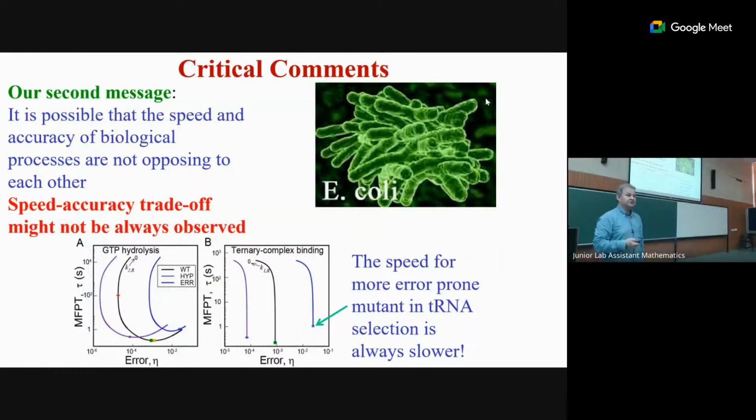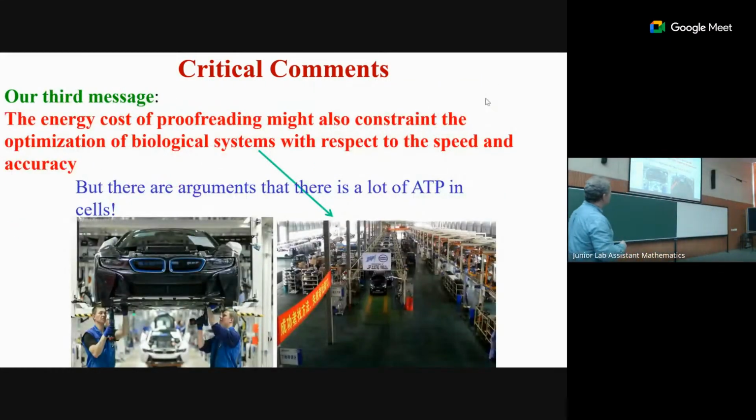Good, right? So let's come to the next message. Again, a BMW factory versus some Chinese car factory is a good example. The energy cost of proofreading might also be important, okay? So as long as you do it fast enough with tolerable accuracy, as long as you don't pay much salary, right? That's okay. That's how nature wants to work. If you think about cost as money, here you really have to pay a lot of money to the guys in Munich.